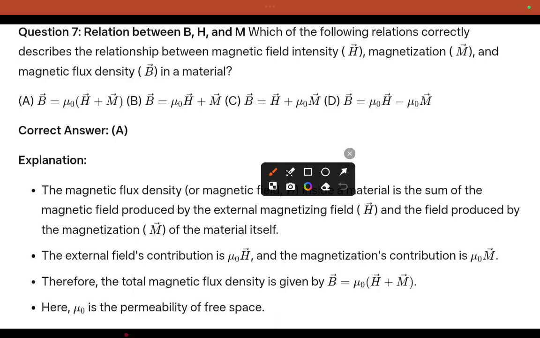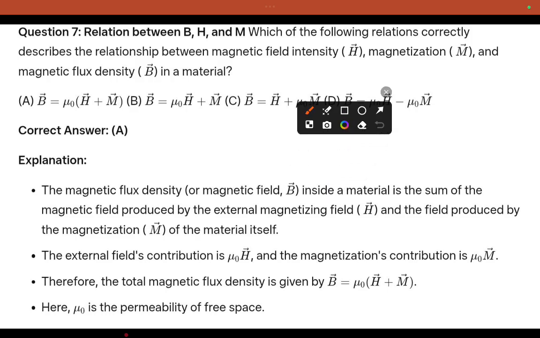Question number 7, related to the B, H, M relation. Which of the following relations correctly describes the relationship between the magnetic field intensity H, magnetization M, and magnetic flux density B in a material? The answer is B equal to mu naught (H plus M). The magnetic flux density B inside a material is the sum of the external magnetizing field and the magnetization.